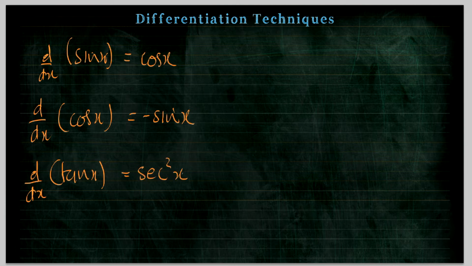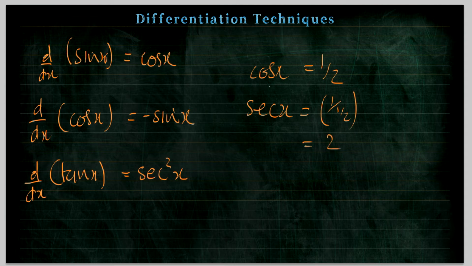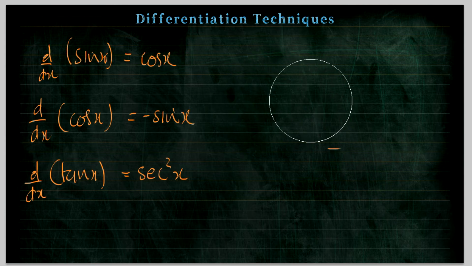squared x. Now, if you don't yet know what sec x is, sec is actually a function which is 1 over cos. Okay, so for example, if cos x is equal to a half, then sec x would equal 1 divided by a half, which would be 2. Okay, so that's what sec x is. So that's what your reciprocal functions are.